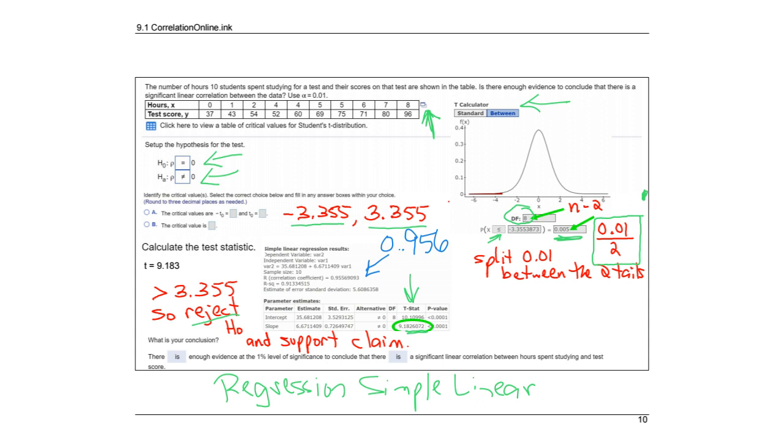But it's still good to do the hypothesis test and see. So again, since our test statistic was so much bigger than our critical value, it was way over in the rejection region. So we're going to reject the null hypothesis, which means there's no correlation, right? We're rejecting that there's no correlation, and we're going to support the claim that there is a correlation.